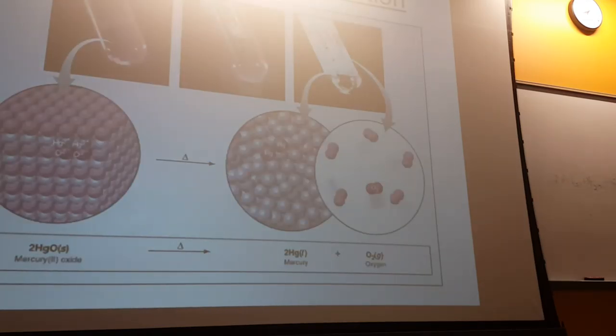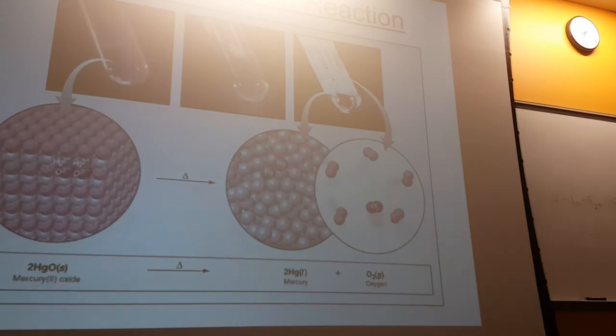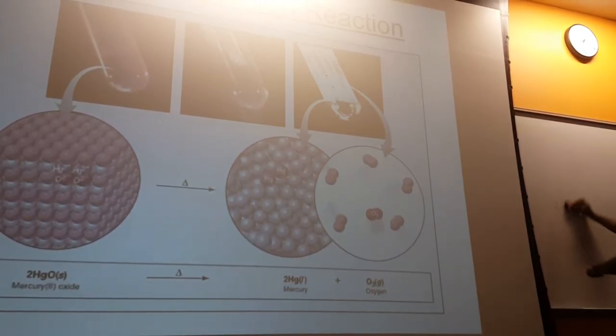So here they gave you mercury oxide. Two mercury oxide solid breaks down into two mercury liquid plus oxygen. This is more interesting: zinc plus copper chloride. Here's single displacement. Wait, can you go back? Let's go back. Back one.